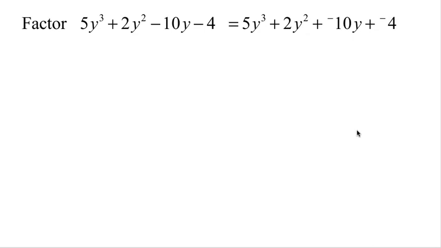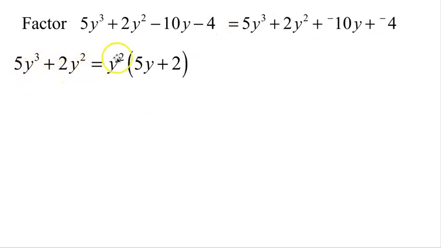All right, this time I want to factor 5y cubed plus 2y squared minus 10y minus 4, which I will rewrite as 5y cubed plus 2y squared plus negative 10y plus negative 4. The minuses can cause some trouble here, so I think if I make it plus negative, it's just a little safer. So again, I have this pair of things to work with and this pair of things to work with. 5y cubed plus 2y squared, negative 10y plus negative 4.